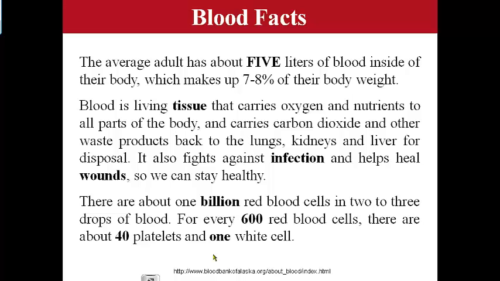And there are about 1 billion red blood cells in just 2 or 3 drops of blood. So for every 2 or 3 drops of blood that you have, there are over 1 billion red blood cells. For every 600 red blood cells, you have about 40 platelets and 1 white blood cell.